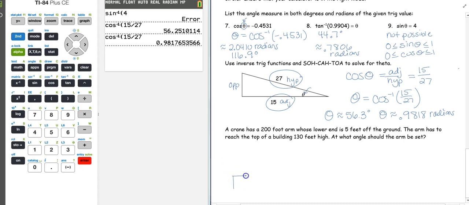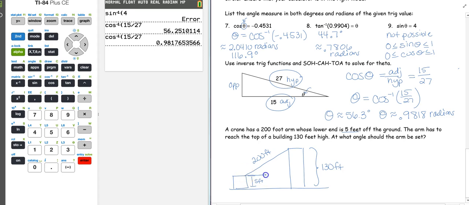So we have a crane. This is going to be my crane, and it's going to have an arm coming off of it. That crane has a 200-foot arm, and it's reaching the top of a building. Well, that top of the building, this whole building itself, it says is 130 feet tall. It also says that the lower end of the crane is 5 feet off the ground. So it's saying from here to here is 5 feet.